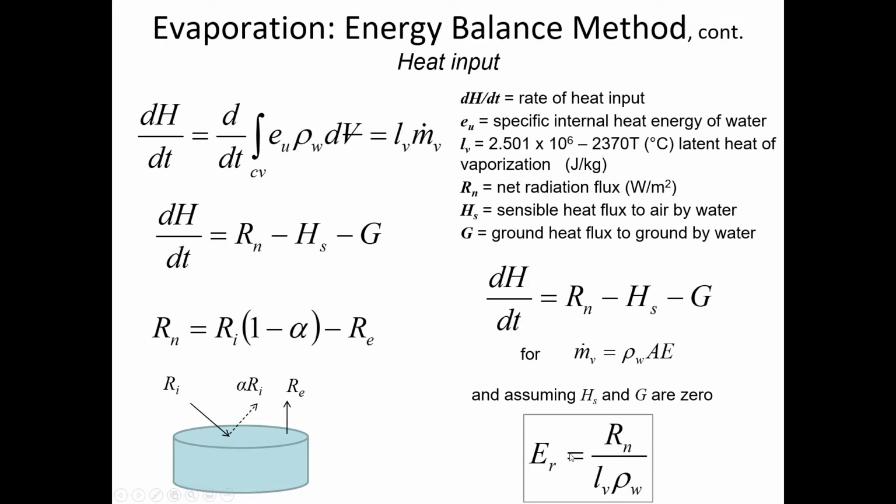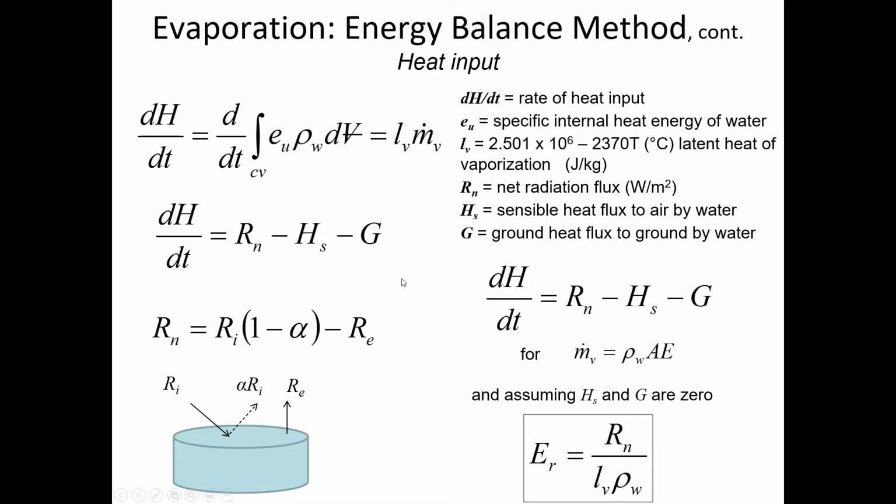E sub R just means the evaporation rate due to the energy that's being provided, so the energy through radiation. When we calculate this evaporation rate, we get units of meters per second. How many meters per second of water is being evaporated? In the denominator, L sub V is the latent heat of vaporization, and then we also have the density of the water as the third term in that formula.